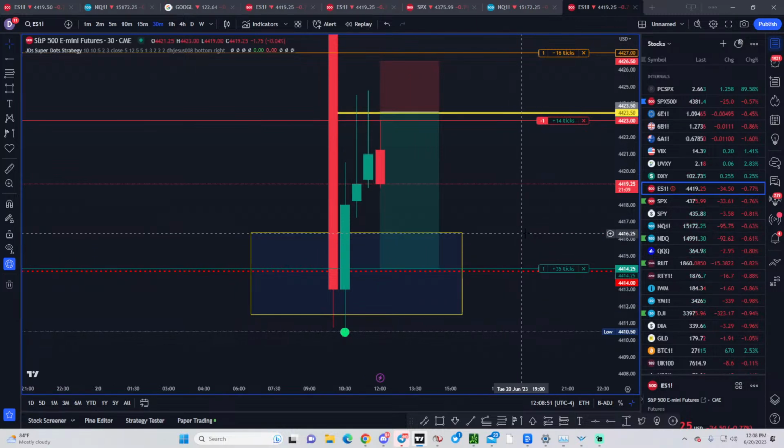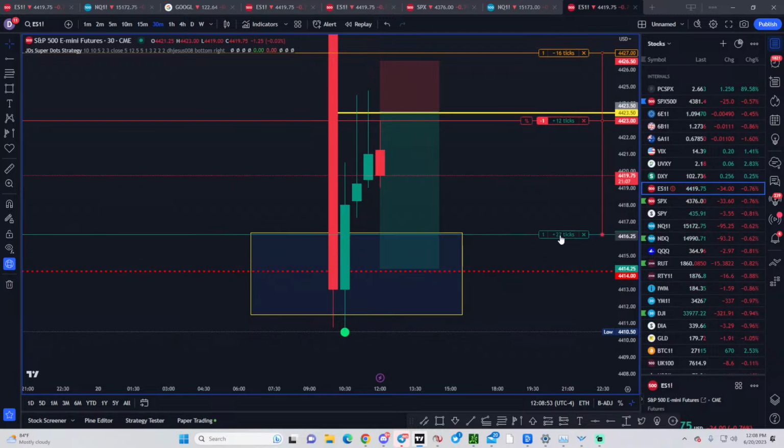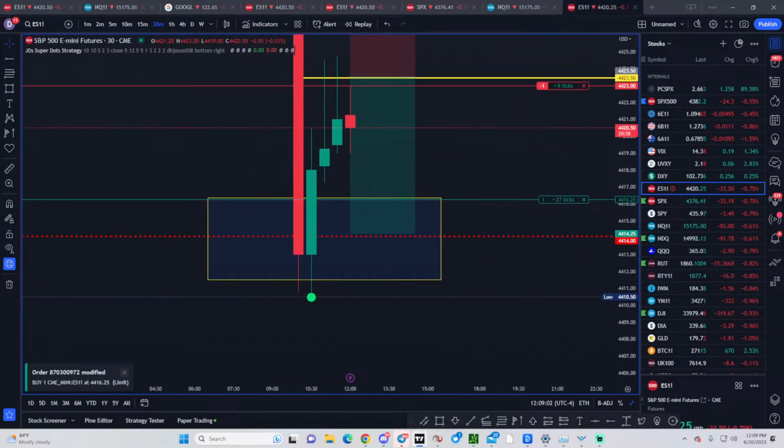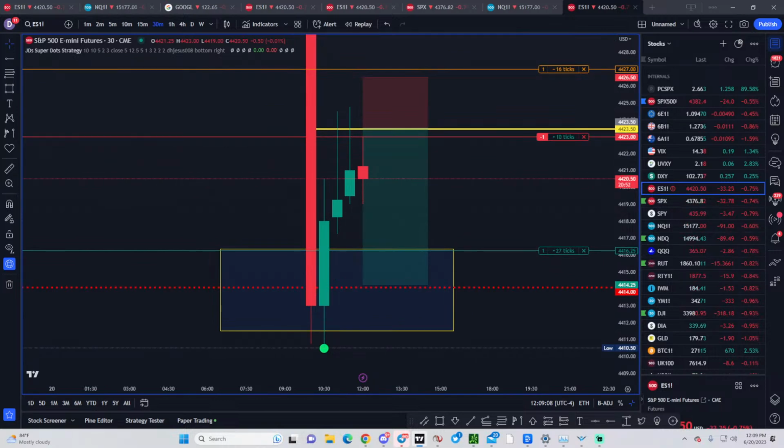We could potentially target the top of the zone here. I mean, that's the initial target, but we can extend it out to 14. It's really up to you. But remember, ES is one time framing up, so I don't want to get too comfortable holding a position against the one time framing.